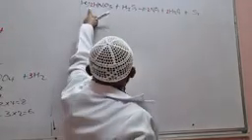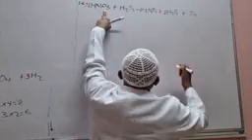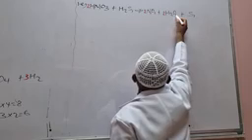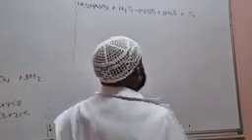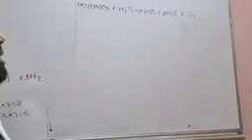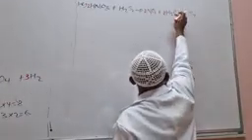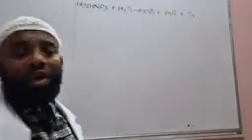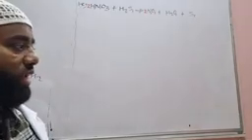In the reactant, oxygen 2 times 3, 6. But in the product, 2 times 1, 2. Here also 2 times 1, 2. 2 plus 2, 4. Therefore, the equation is not balanced for the case of oxygen. And therefore, this method of balancing is the trial and error method of balancing. Okay?